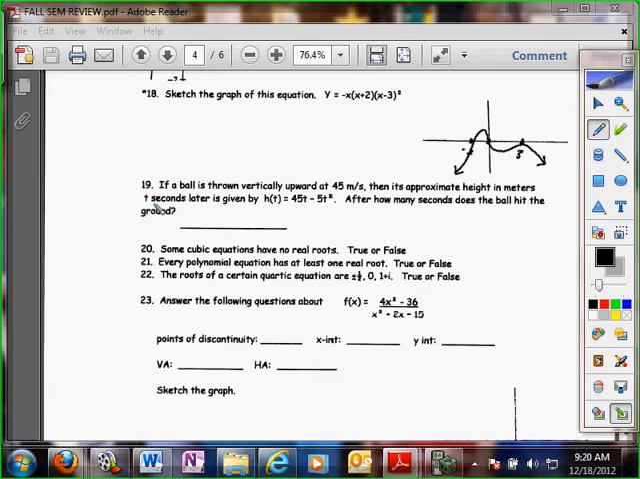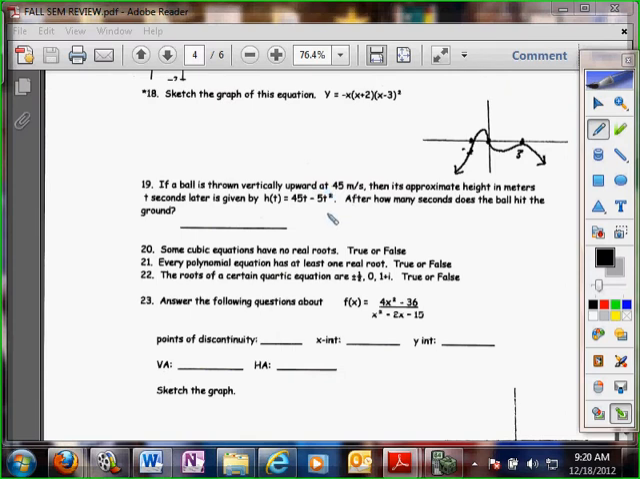Number 19 says, if a ball is thrown vertically upward at 45 meters per second, then its approximate height in meters t seconds later is given by this function. H of t equals 45t minus 5t squared. After how many seconds does the ball hit the ground? Now all that stuff could be confusing, but here's what's going on. A ball is thrown up in the air. The path that the ball travels mimics or models this function.